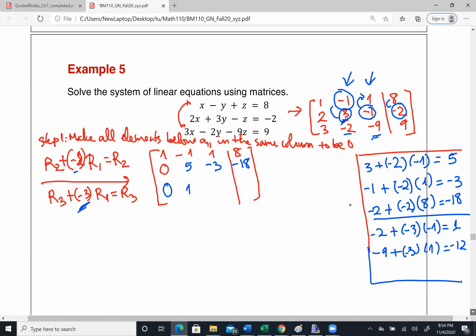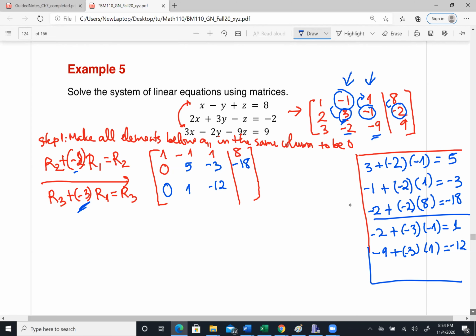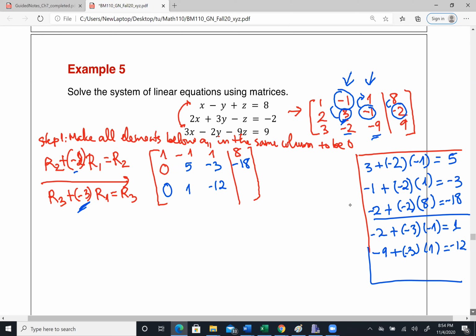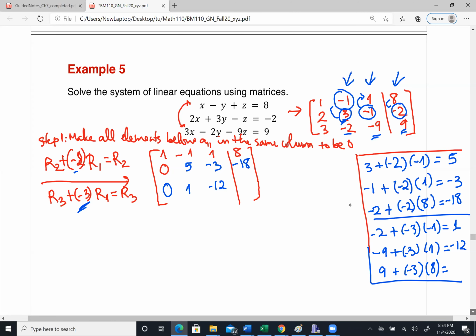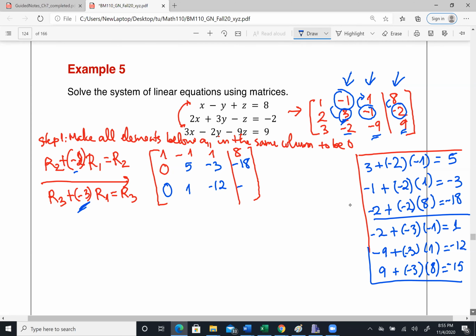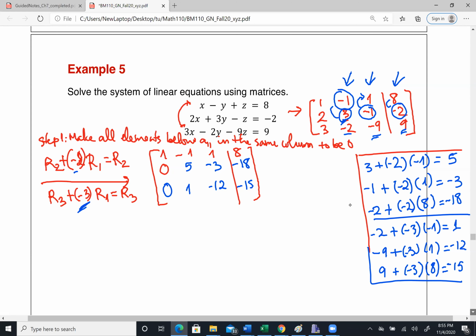And the last one, put -12 here. The last one, 3 was number 9. Let's put 9. I plus with -3 multiplied by 8. Okay, what do I have now? 9 minus 24, we're going to be -15. So put -15. I mean, almost a mistake. Okay. So everything looks good now.